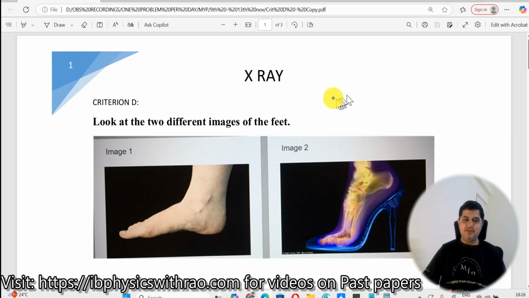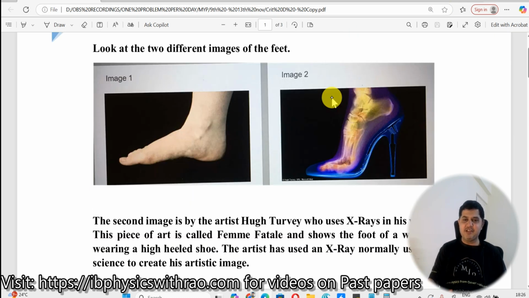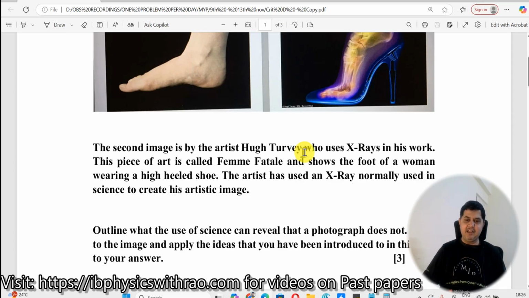Okay, so look at the two different images of the feet. There are two images shown here. One is the normal feet. The other one, can you guess what this is? Nothing but your X-ray, right? And there's a high heel. So the same feet, I think. The only thing is this person is now putting the feet into high heel shoes, and the X-ray has been shown. The second image is by the artist Hugh Turvey, who uses X-rays in his work.